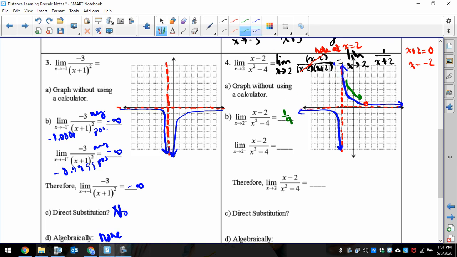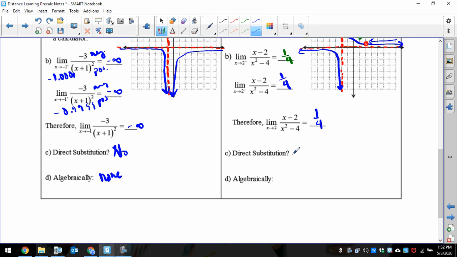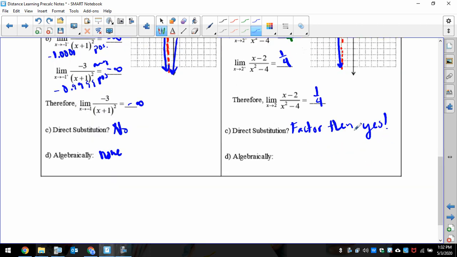And coming from the right of 2, right here, it's getting closer to the height of 1/4. Therefore, the final limit is just 1/4. And can you do direct substitution? Well, yes and no. You might have to factor, then yes. So you have to do direct substitution after you factor. So algebraically, the work would look like this.